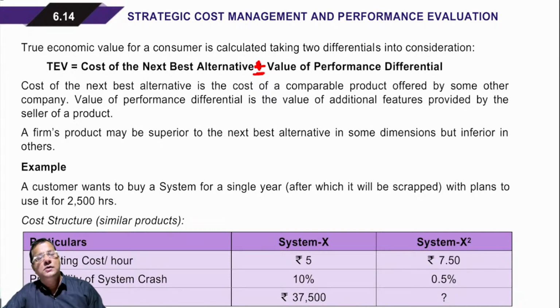Next line. But if our product doesn't have a particular feature offered by the competitor, then it will be a negative performance differential.